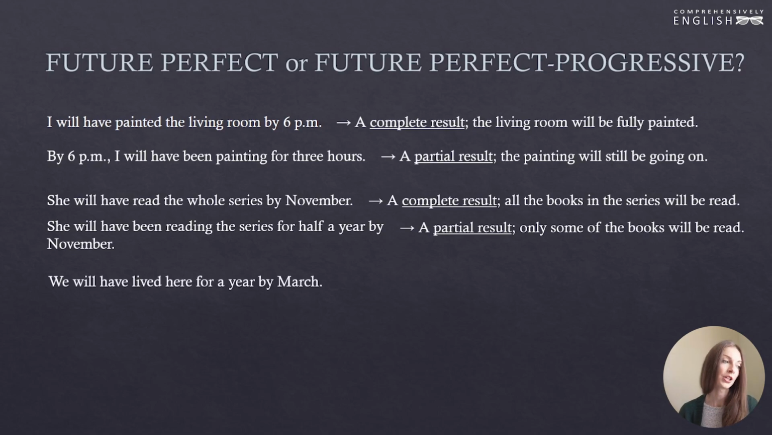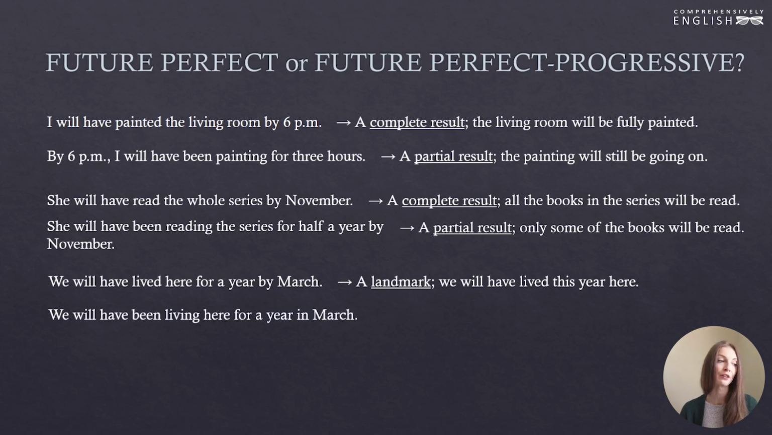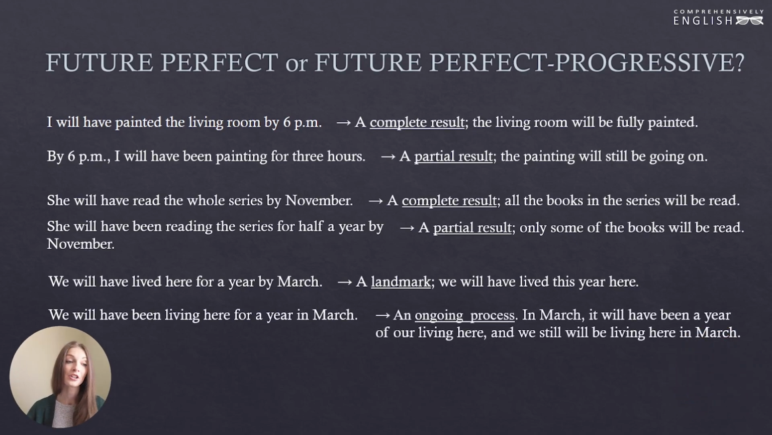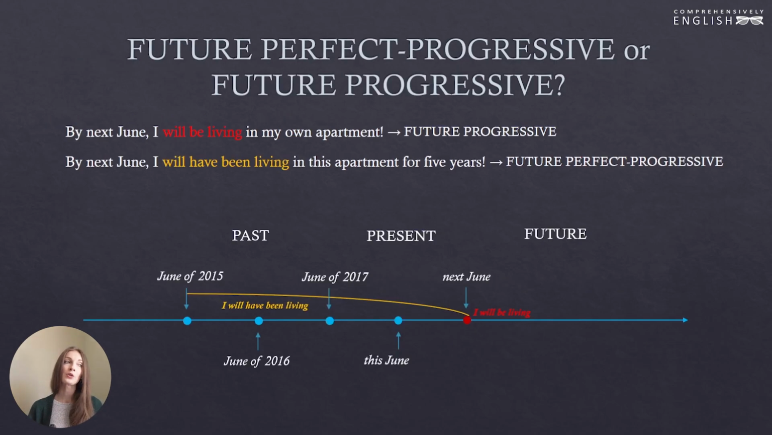We will have lived here for a year by March. It's a landmark. We will have lived this year here. We will have been living here for a year in March. It's an ongoing process. In March, it will have been a year of our living here, and we still will be living here in March and in April, and we'll continue living here. This is the difference.